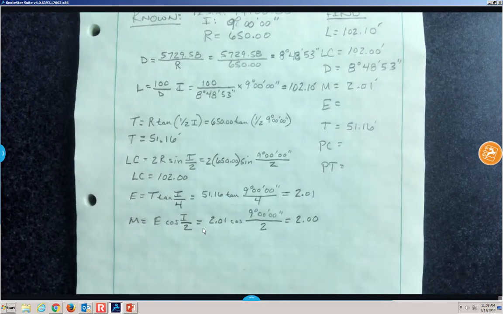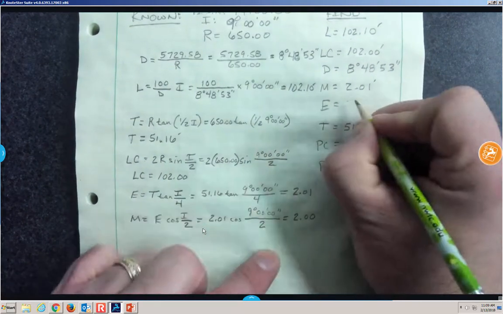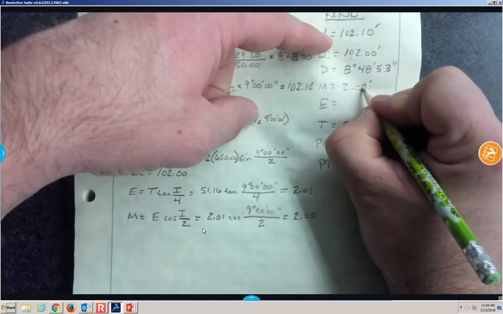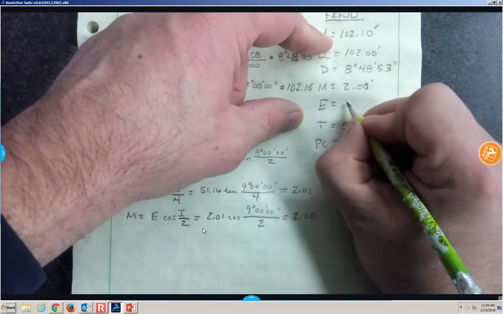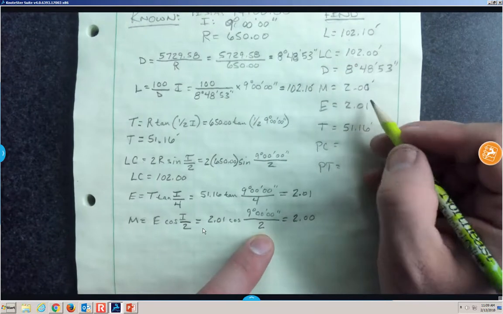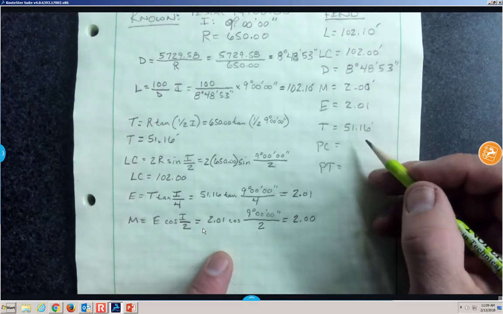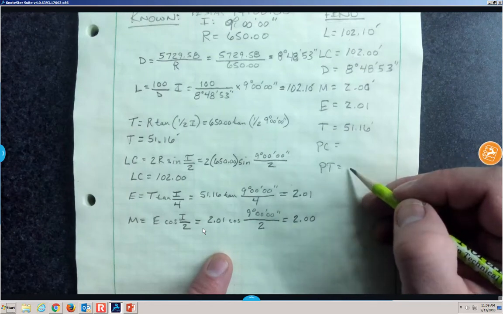Okay, so we figured out E, which was, oh sorry, I wrote that in the wrong one. It's 2.00. E was 2.01. So we just figured out M. I wrote that in the wrong spot. Let's figure out the PC and the PT now.